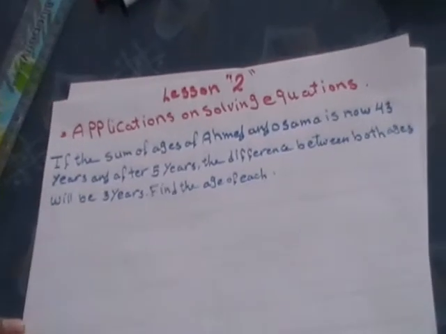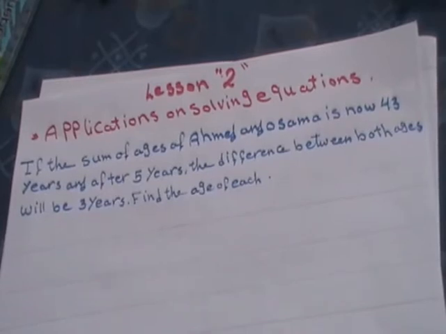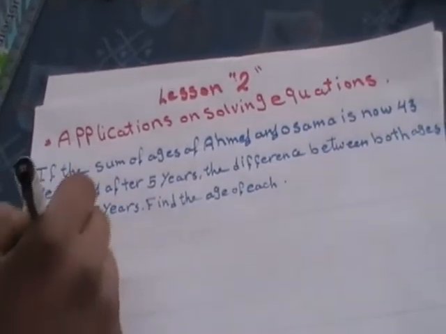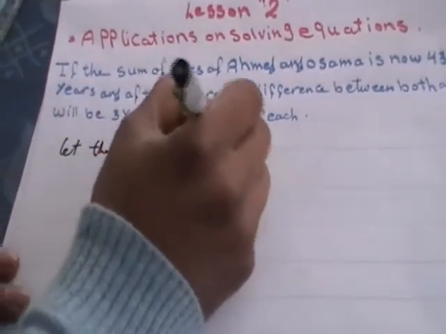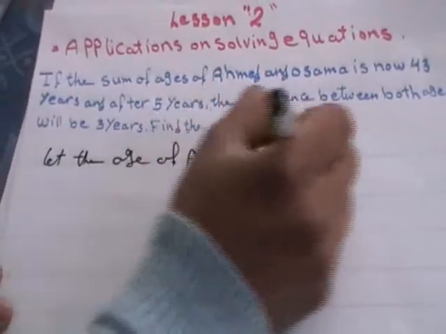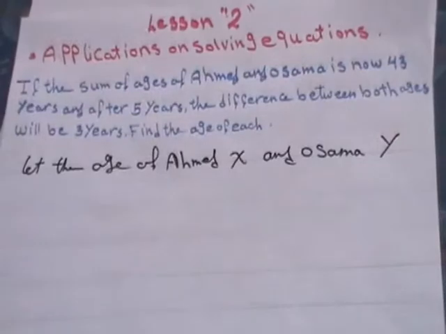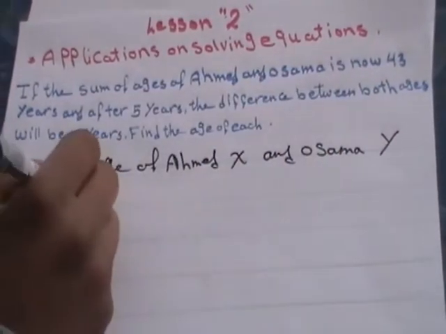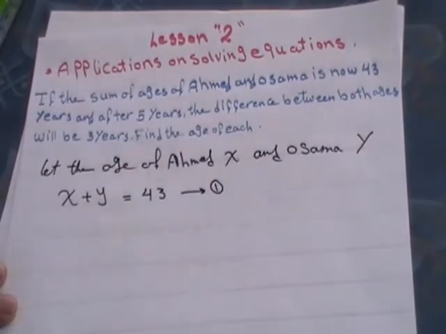First, you will form the equation representing the sum of the ages of Ahmed and Osama. Before forming the equation, you must have some variables representing the age of Ahmed and the age of Osama. So let the age of Ahmed be x and Osama y. The sum of their ages is 43. So you have x plus y equals 43, and this is the first equation.